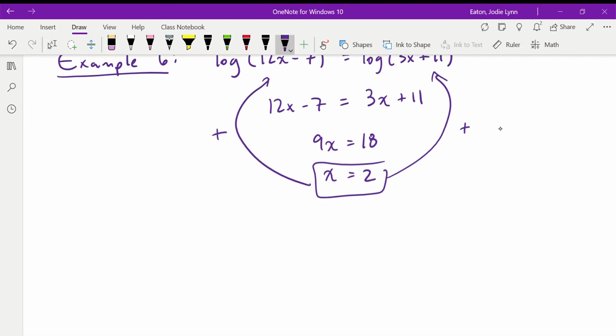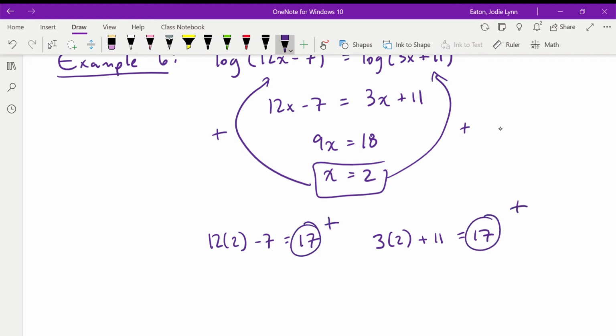Okay? So 12 times 2 minus 7 is 24 minus 7, which is 17. And 3 times 2 plus 11 is 6 plus 11, which also equals 17, as it should be. So this has to be positive.